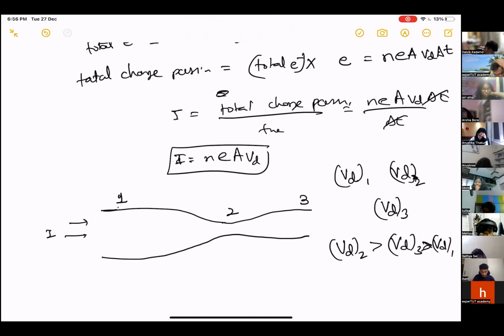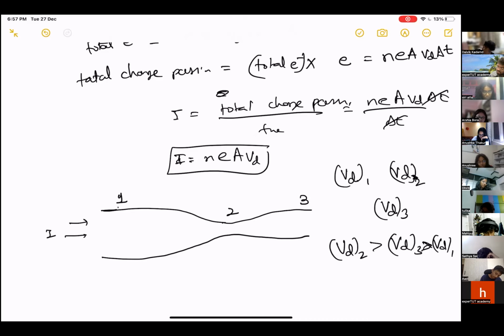Drift velocity. Write the question: how does the drift velocity of electrons in a metallic conductor vary with increase in temperature? The answer is that it remains the same. Drift velocity is not a function of temperature. Understood? Okay, next question.